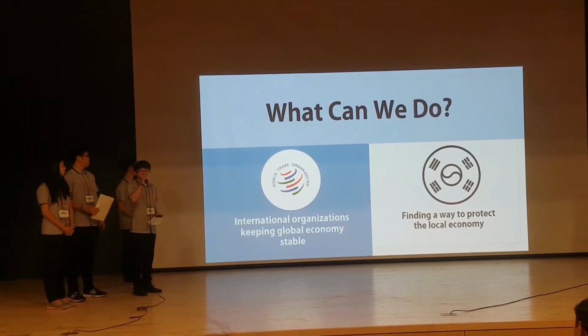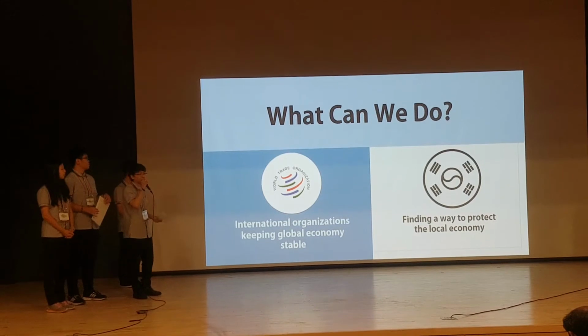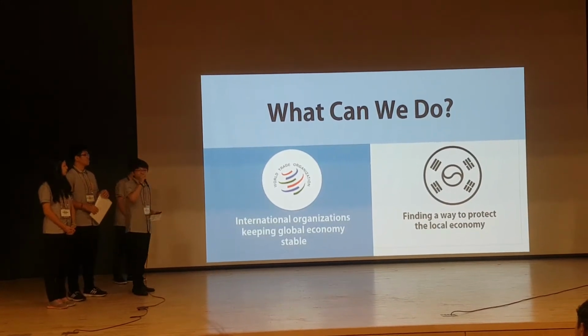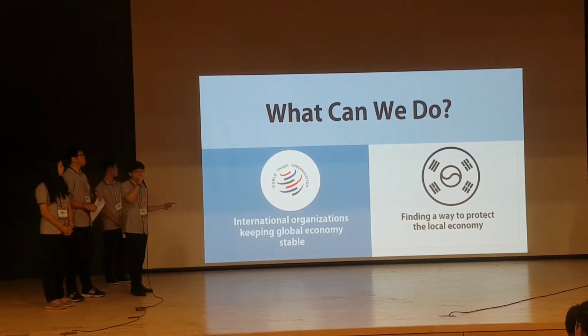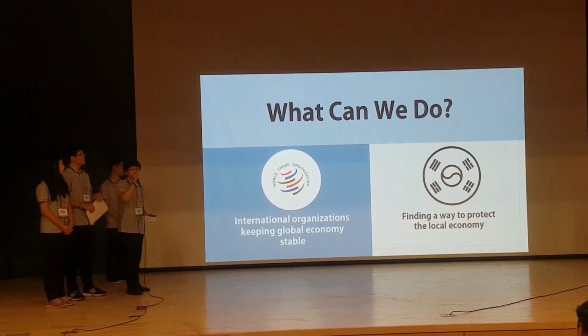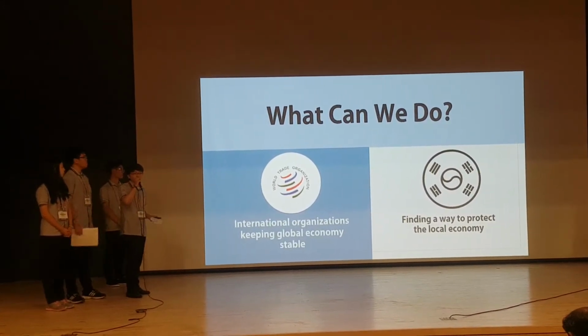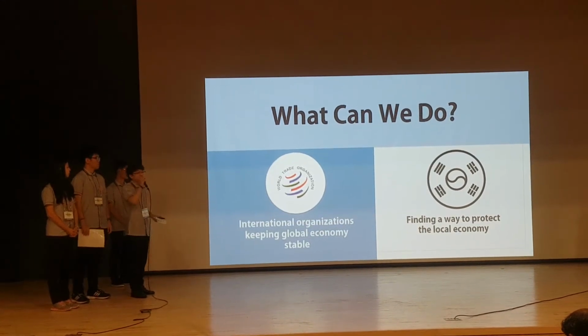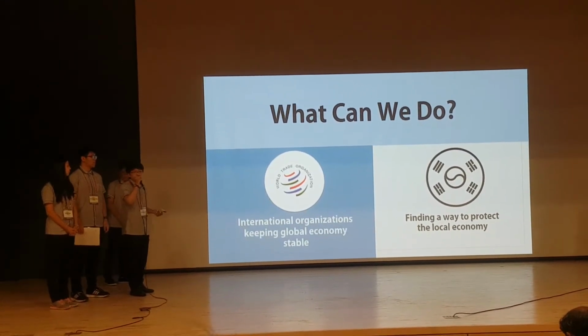So to solve these problems, countries around the world should work together. There are already some international organizations that work in this situation. IMF and WTO are good examples. They work to keep order in international trade and keep the global economy stable. Also, there are some radical ways to solve this problem.